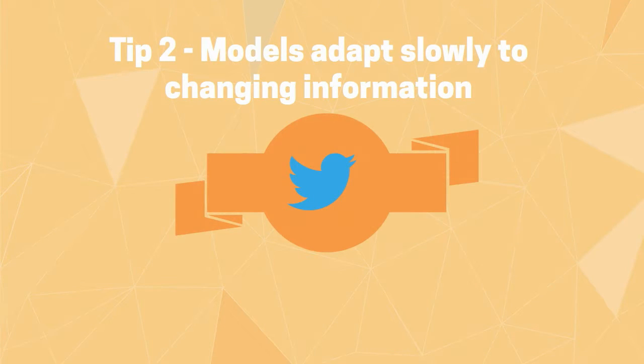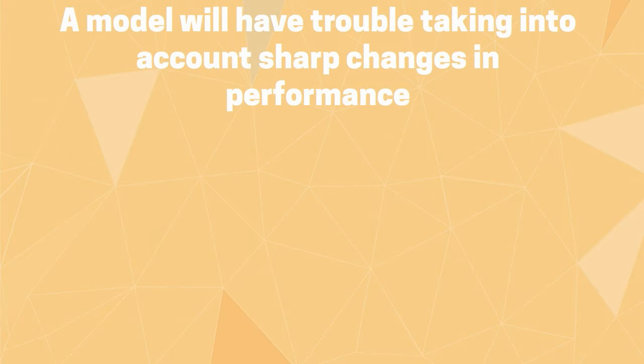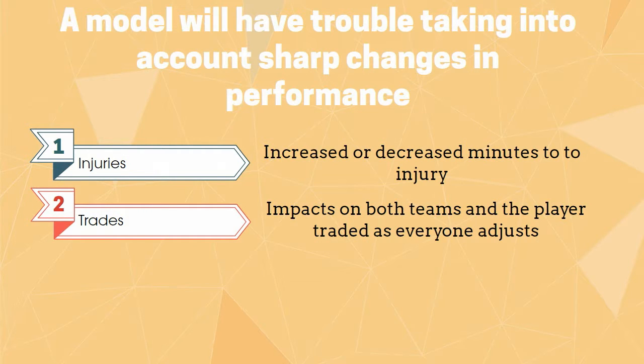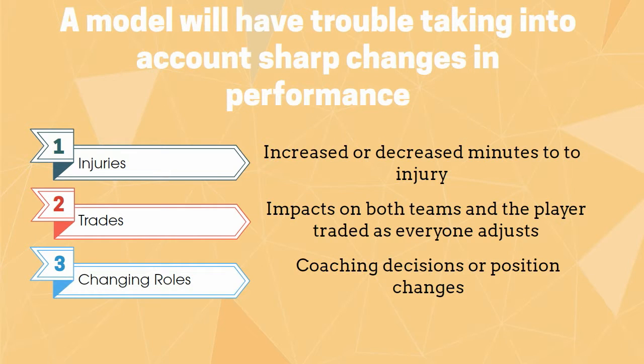Moving on to tip number 2, models adapt slowly to changing information. A model will have trouble adapting to sharp changes in player performance. These changes can occur due to 1. Injuries, which lead to increased minutes for some players and decrease for others, or 2. Trades, which impact both teams and traded players during readjustment periods. This may affect player roles on a team and how many minutes they receive.